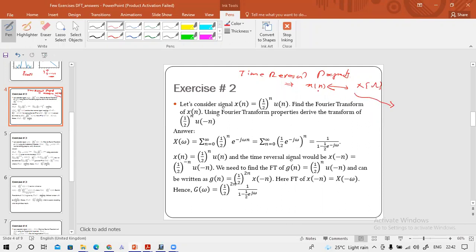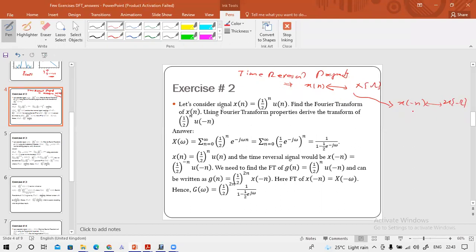The time reversal property states that if you get x[-n], the Fourier transform pair will be capital X(-omega). I think you can easily remember that x[-n] corresponds to X(-omega). So this kind of property you have, and it is better to keep this property in mind.